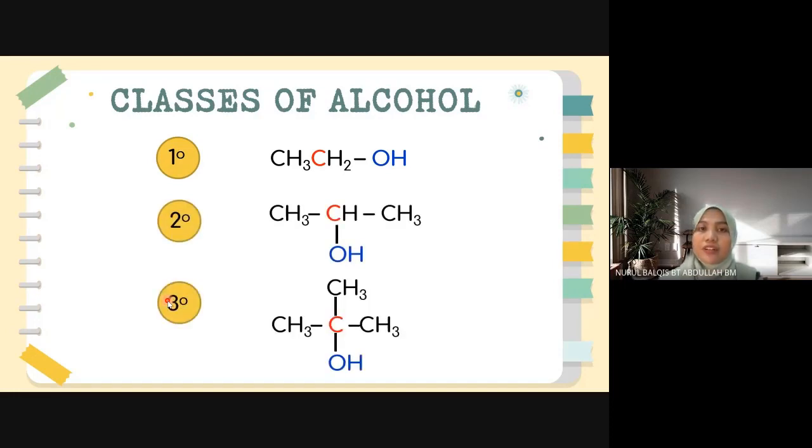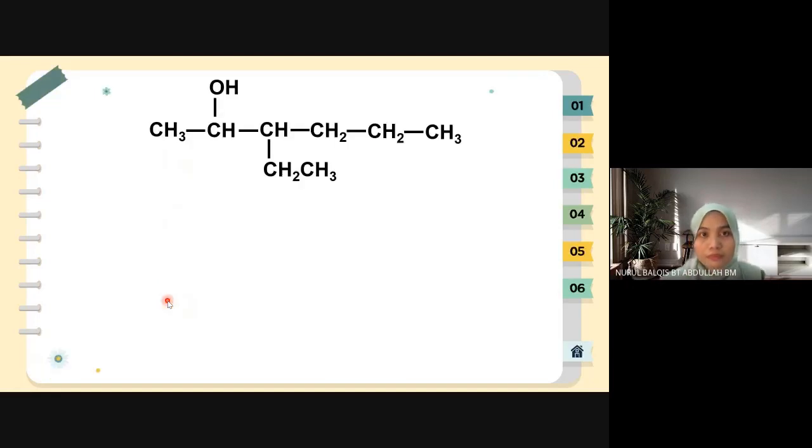Bila kita ada classes of alcohol, kita boleh ada positional isomer. That's why when naming a compound, you should always put the positions for your suffix. Selalunya prefix saja. Sekarang ni suffix boleh buat positional isomer, kena letak nombor juga. Okay, try naming this compound.